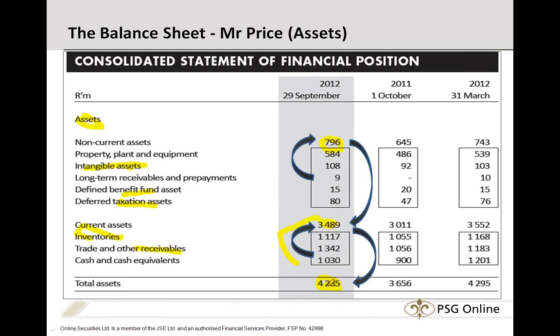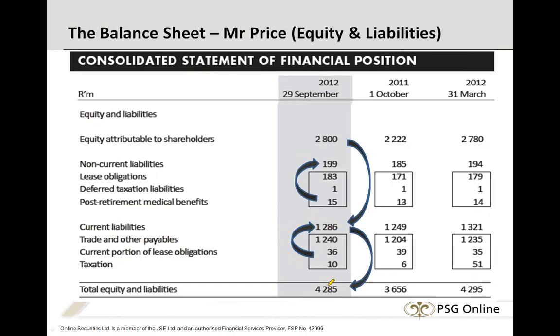So where did the funds come from? So let's look at the equity and liabilities. So we've got equity and owed to shareholders. Remember, this is retained earnings from previous years and initial capital the company started with. In this situation, 2.8 billion. That's where the funds came from. And then we also got 199 million from non-current liabilities and 1.2 billion from current liabilities.